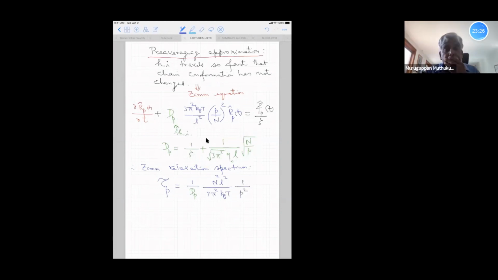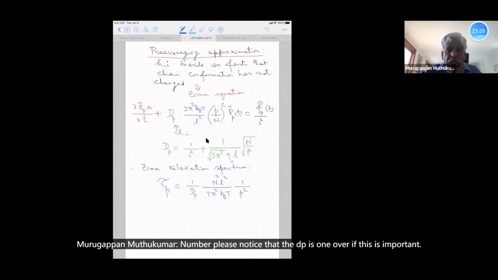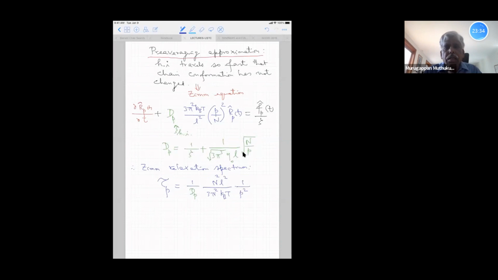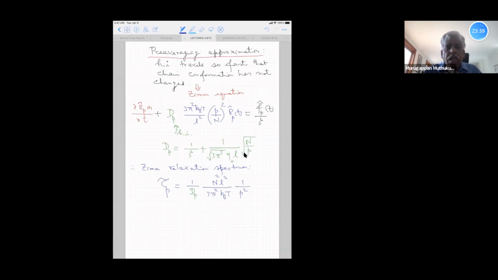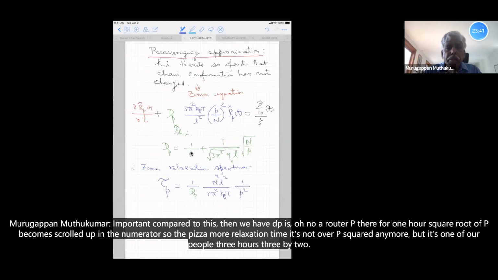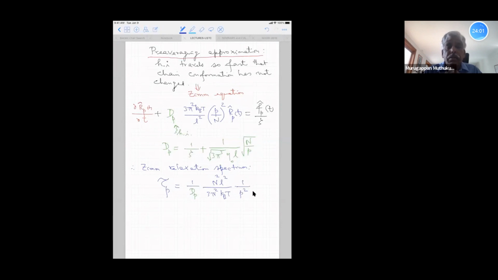Okay. But please notice that dP is 1 over, if this is important, right? Look at this. Suppose that this is the hydrodynamic part. If this is important compared to this, then we have dP is 1 over root of P. Therefore, 1 over square root of P becomes square root of P in the numerator. So the Pth mode relaxation time is not 1 over P square anymore, but it's 1 over P power 3 halves, 3 by 2, right?